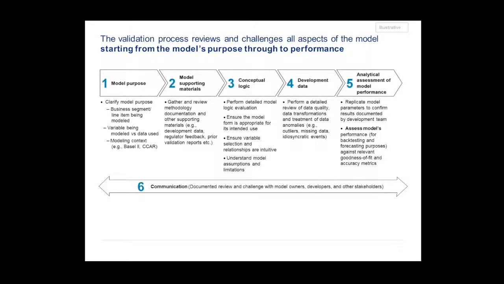The validation process reviews and challenges all aspects of the model. This starts from the model's purposes through the performance. So the first is we look at the model purpose. For the model purpose, we have to clarify the business segments being modeled, variables being modeled, data being used, and modeling context. For the model supporting materials, we gather and review all the documentation, information, data, and the regulatory feedback.